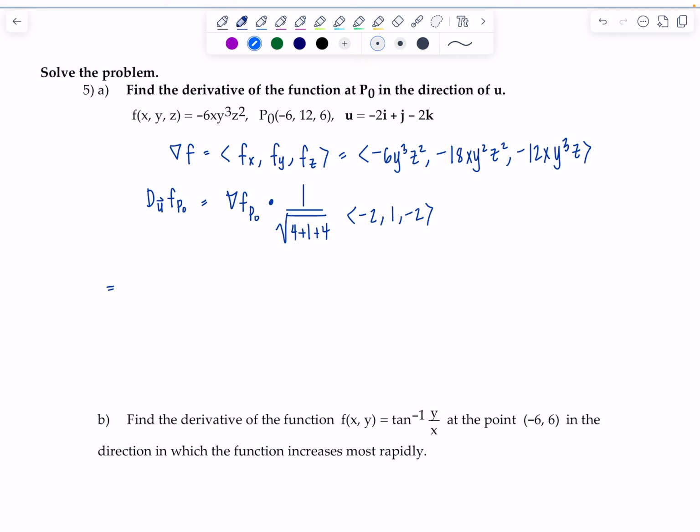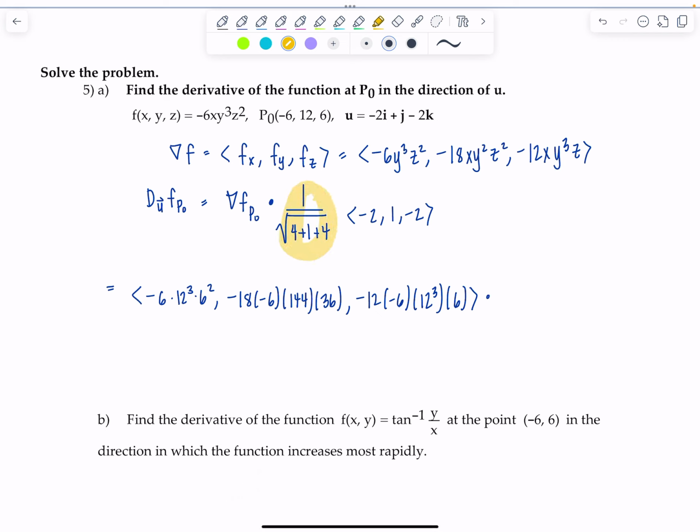So this is where it gets disgusting. It's basically negative 6 times 12 cubed times 6 squared, negative 18 times negative 6 times 144 times 36, negative 12 times negative 6 times 12 cubed times 6, and then dot this with, well, the 1/3 I could do, why am I saying 1/3? Because this ends up being 1 over root 9, right? So you could just pull that out front and then just dot the two vectors here, negative 2, 1, negative 2. And I'm pleased to say pretty much everybody got it right. You should get negative 62,208.